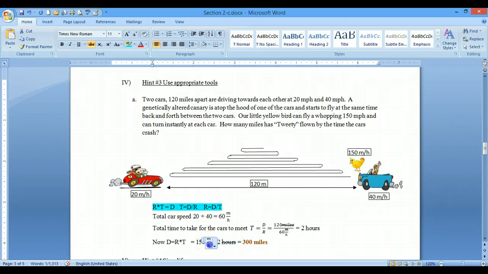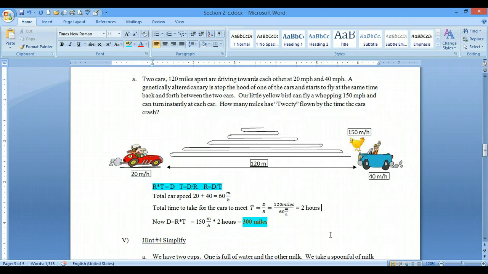One of the hours is on top, one is on bottom, so they cancel out, and I'm left with miles. 150 times 2 gives me 300 miles. And highlight it in some fashion so that I know that's your answer. So it kind of breaks it down and makes it a little easier to digest a little bit at a time.